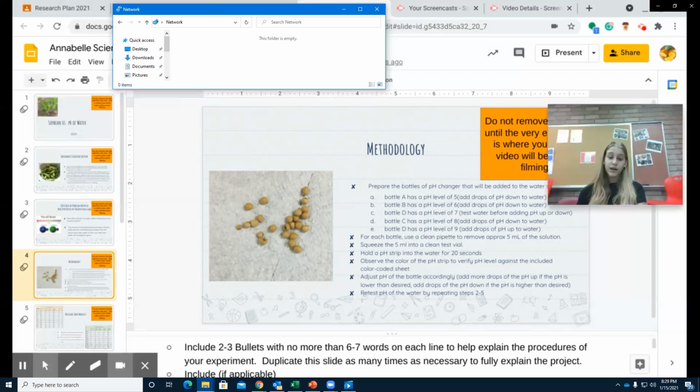For each bottle, I will use a clean pipette to remove approximately 5 milliliters of the solution. I will then squeeze the 5 milliliters into a clean test vial. I will hold a pH strip in the water for 20 seconds. I will then observe the color and compare it to the test sheet to see the pH. I will then adjust it as needed.